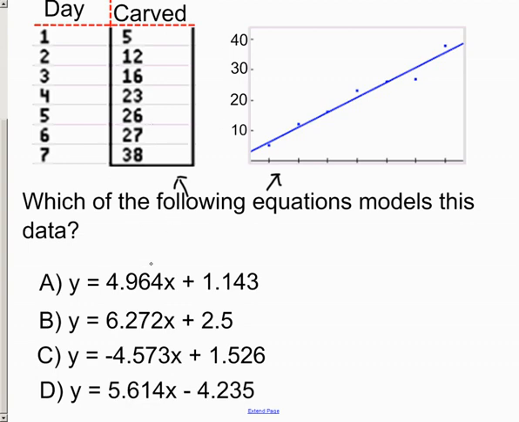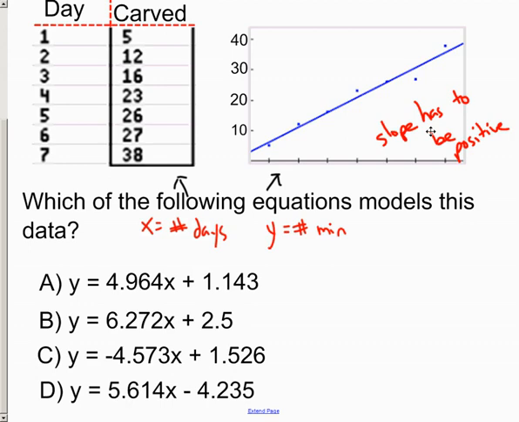Also, I should tell you that x is number of days, and y would equal number of minutes, okay? Or total time carving. So this y would be the number of minutes, x would be the number of days. Now, the first thing that you look at is you would see that this is a positive relationship. That means that your slope has to be positive. If it was a negative relationship, we would say the slope has to be negative.